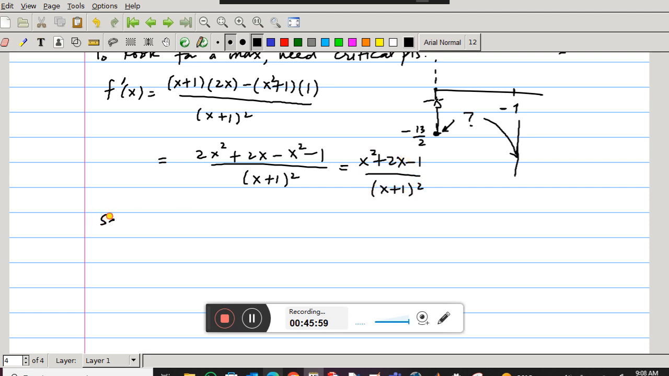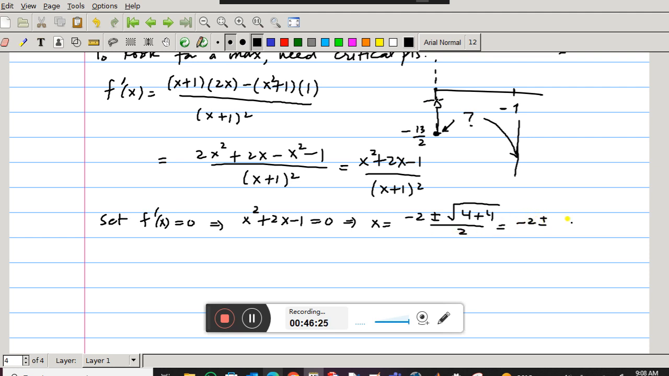So if I set this equal to 0, set f prime equal to 0, this will give me x squared plus 2x minus 1 equal to 0. So are there any numbers here? I can use the quadratic formula, I think. So that becomes minus 2 plus minus the square root of 4 plus 4, which is 8. So it is minus 1 plus minus square root of 2.